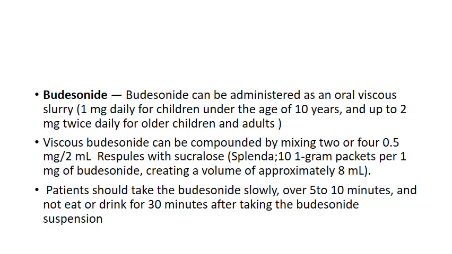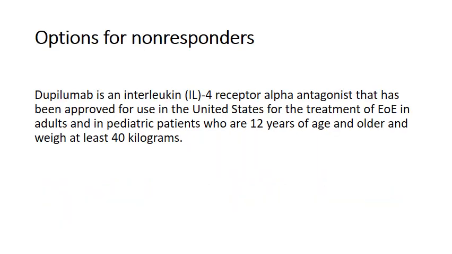And viscous budesonide can be prepared by mixing 2 or 4.5 milligram per 2 ml respules with sucralose. Sucralose is available as 1 gram sachets. So it can be mixed with the sucralose, creating a volume of approximately 8 ml. And patients should take the budesonide slowly over 5 to 10 minutes, and they should not eat or drink for 30 minutes after taking the budesonide suspension.